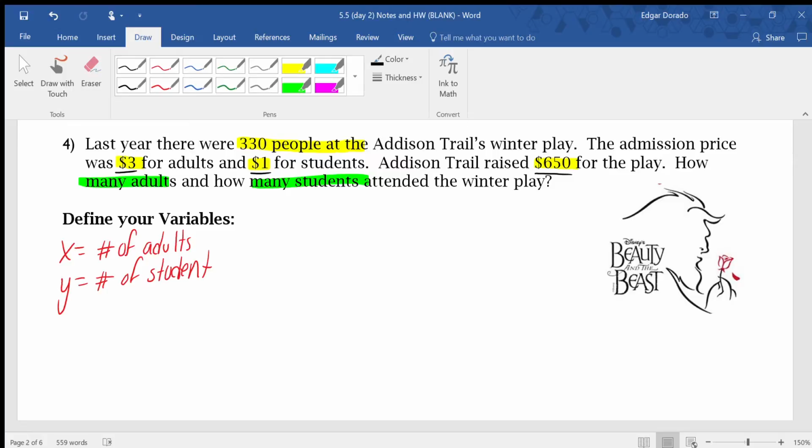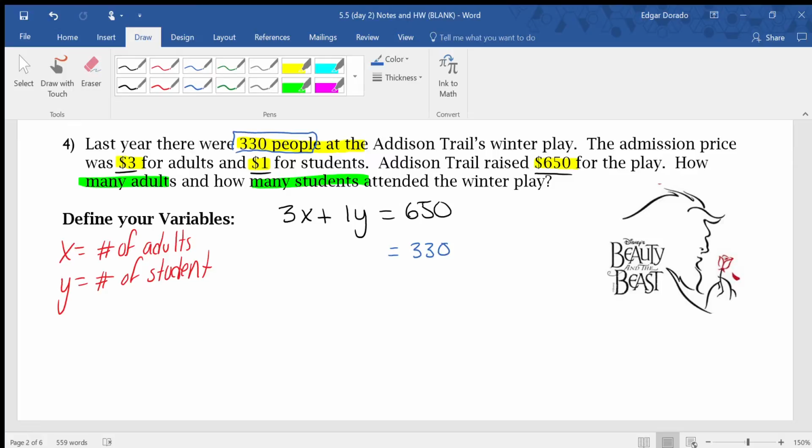So in order to write the equation, let's go ahead and use our variables. So $3 for adult tickets. Adults was X, so this is going to be 3x plus $1 for students, so 1y equals a total amount of $650. That is my first equation because all 3 of those numbers included the symbol of dollars, or we were talking about money here. The only other number that we didn't use was this one, and that one is talking about people, okay? So that's a total of 330 people.